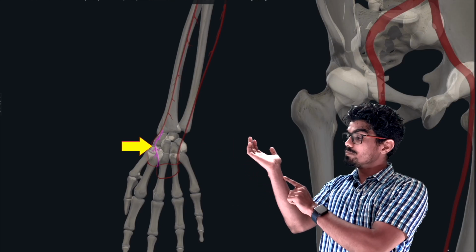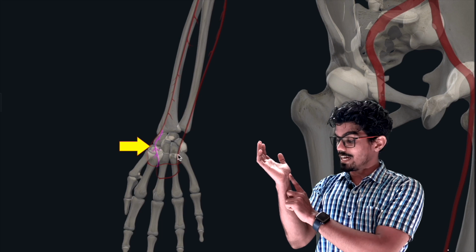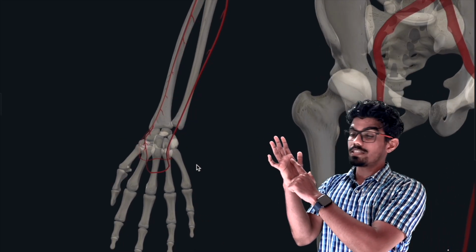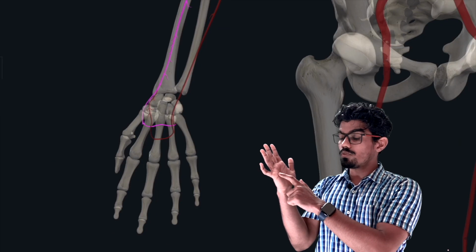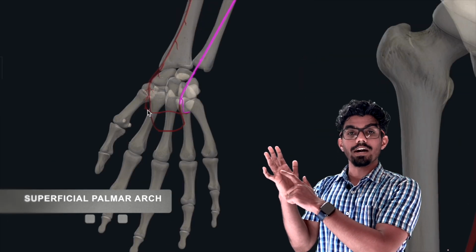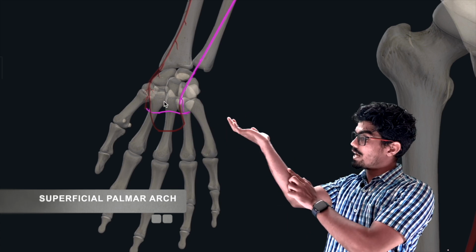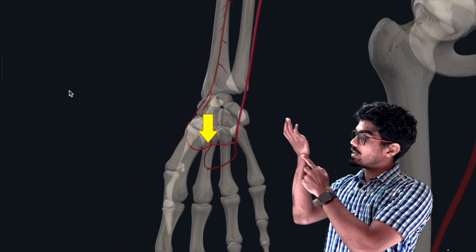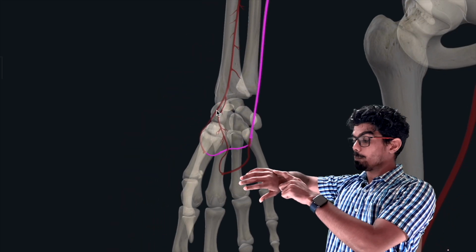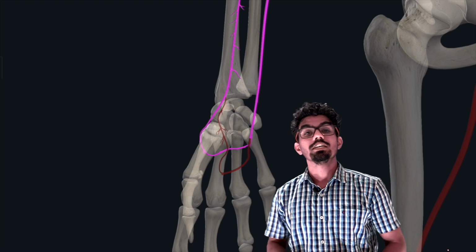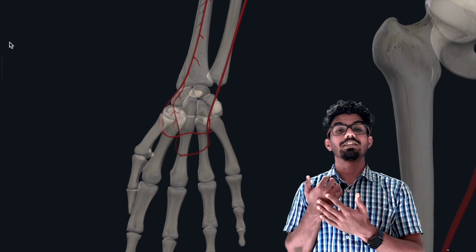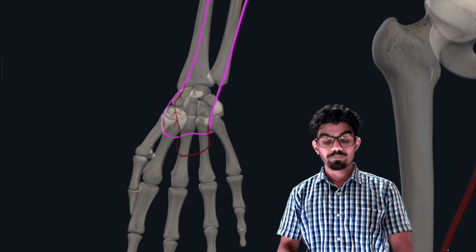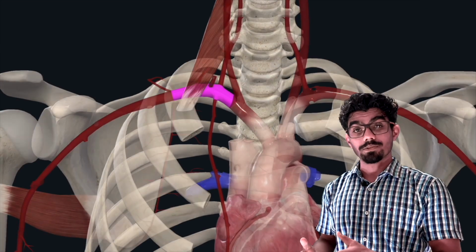The radial artery gives a superficial branch which goes superficially to complete the arch formed by the ulnar artery. And this arch is called the palmar arch. Whereas the ulnar artery gives a deep branch which goes like this and completes the arch formed by the radial artery. And this arch is called the dorsal arterial arch. Clear? Now have a look at the branches of these arteries.